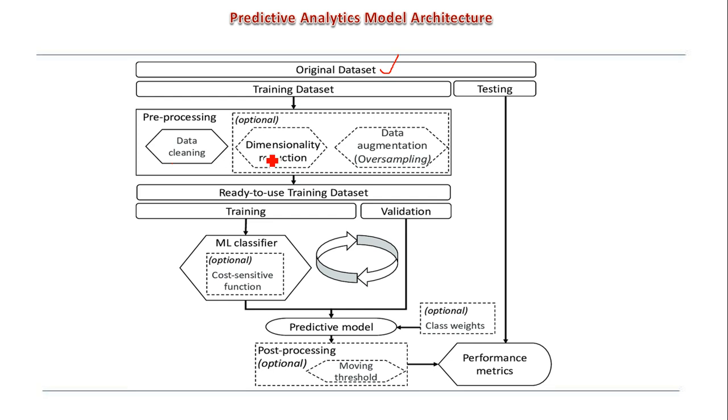If any dimensionality reduction is required, we need to reduce the dimensions also. Augmentation, which is oversampling, is also optional, not mandatory in all cases. Then we get the ready-to-use training data set. Once the data is ready, we can use it right here to train the model according to our problem statement.